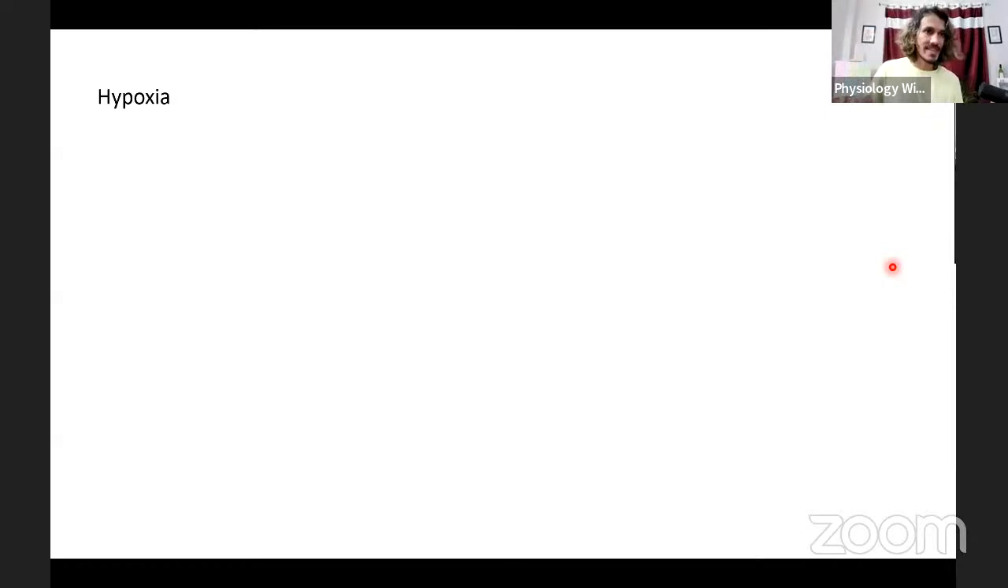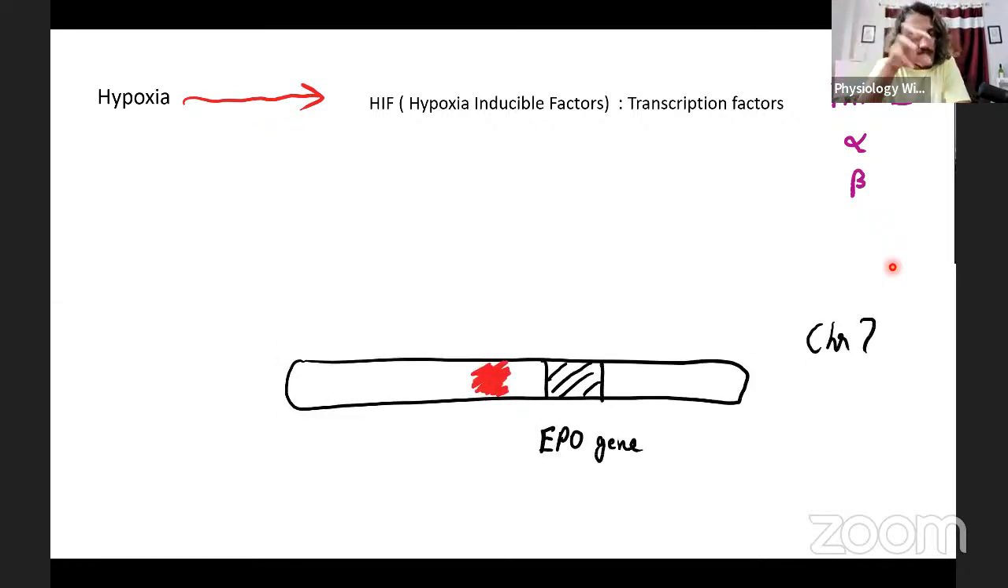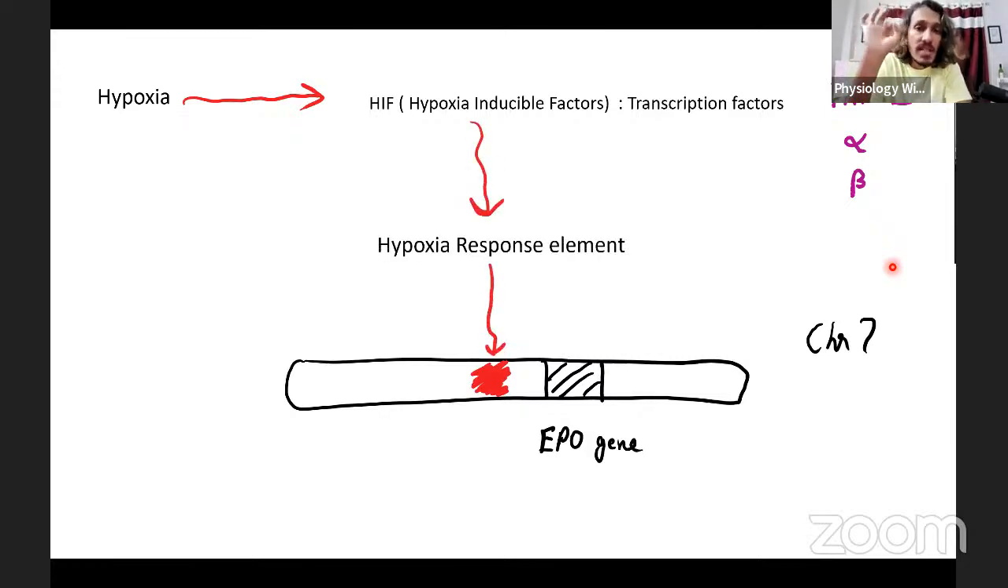One, hypoxia, lack of oxygen. When there is lack of oxygen, PaO2 is less. That is going to stimulate something called hypoxia-inducible factors. It's a transcription factor. When hypoxia-inducible factors are activated, there is HIF alpha and beta. This HIF-1 has alpha and beta, and that gets activated and goes into the nucleus to a particular area, which is called the hypoxia response element. This is right next to the erythropoietin gene.